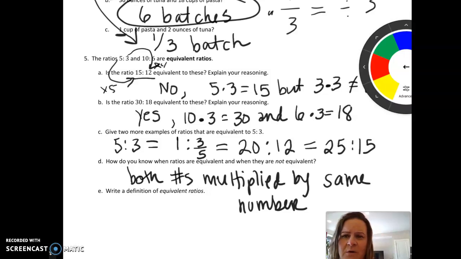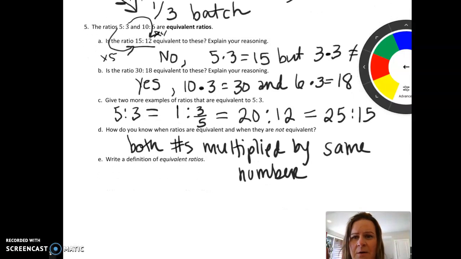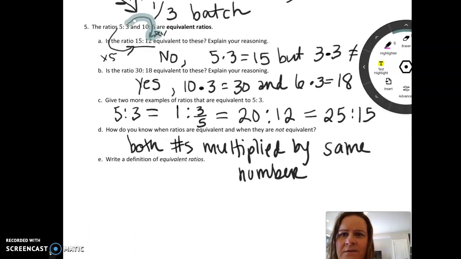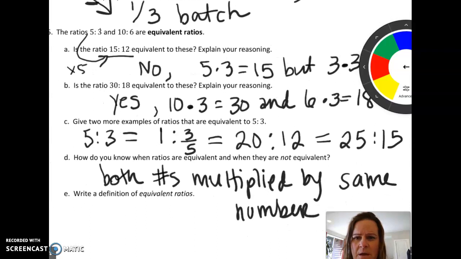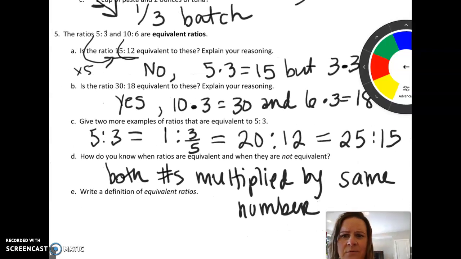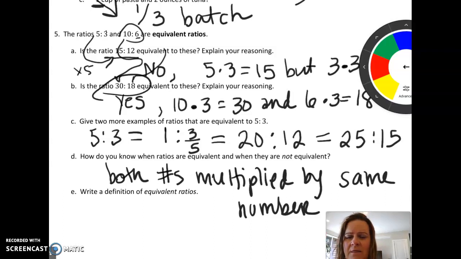And to be an equivalent ratio, we have to multiply both of our values in that ratio by the same number. So is the ratio 30 to 18 equivalent? Well, it is. So this time, let me erase this a little bit. All right, so this time I'm going to use that 10 to 6 ratio. And if I multiply the 10 times 3, I get 30, and 6 times 3, and I get 18. So since we're multiplying both of the values in that ratio by the same number, we know that this ends up being an equivalent ratio.